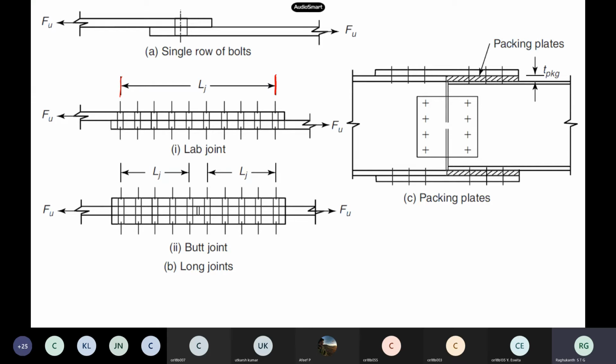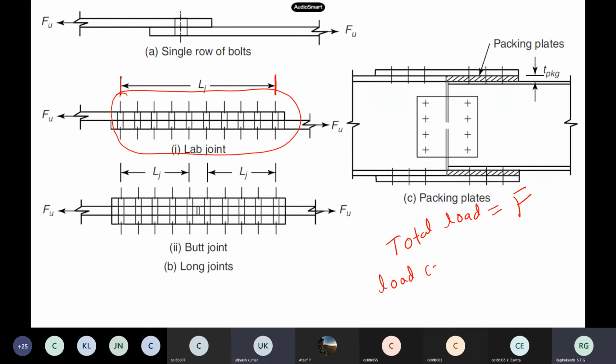Now what happens? Suppose I have a joint like this. What will be the load carried by all these bolts? See how many bolts are there? 1, 2, 3, 4, 5, 6, 7, 8, 9, 10 bolts are there. So the total load is F. What will be the load carried by each and every bolt? F by 10.